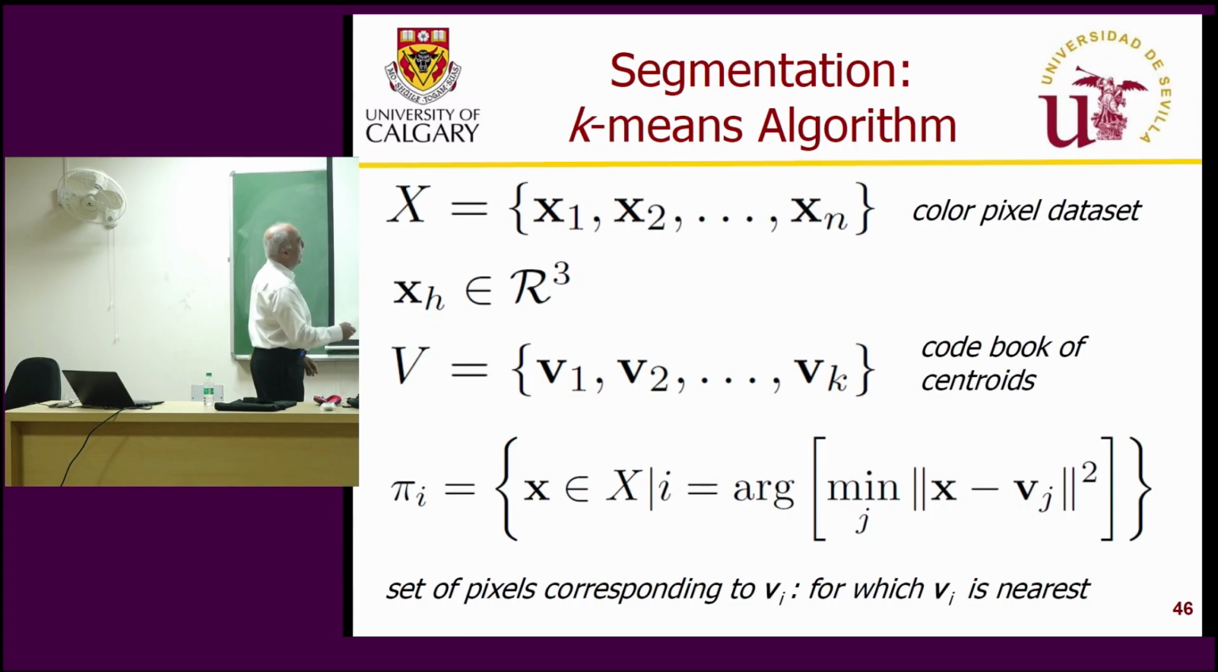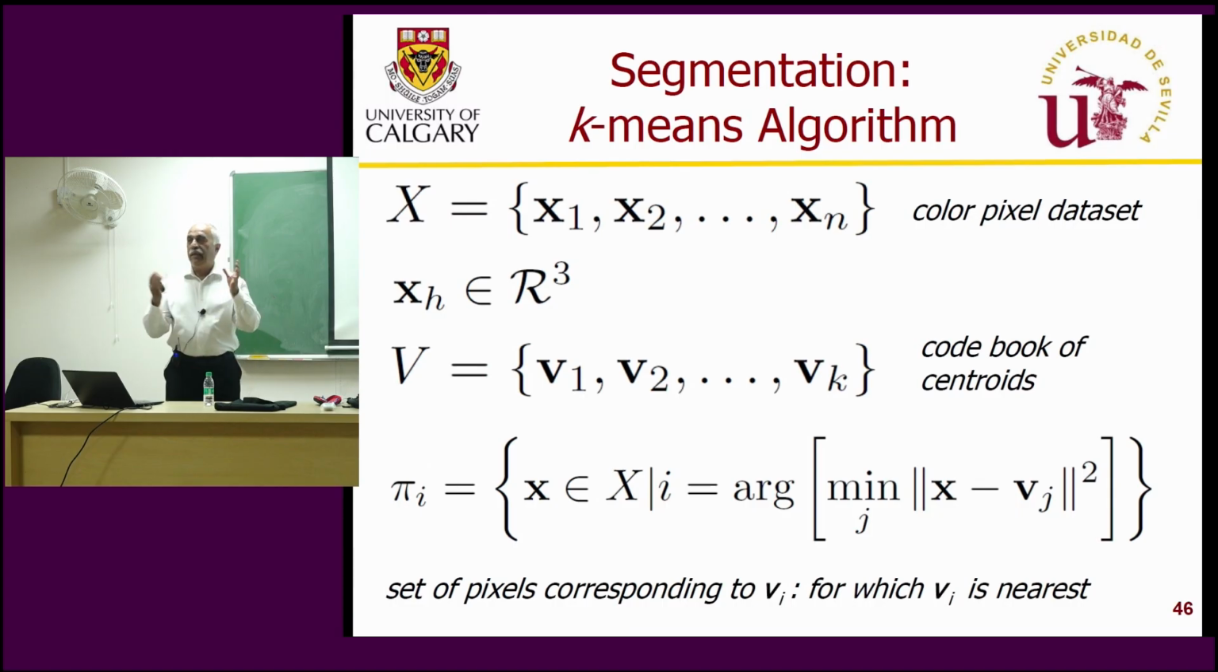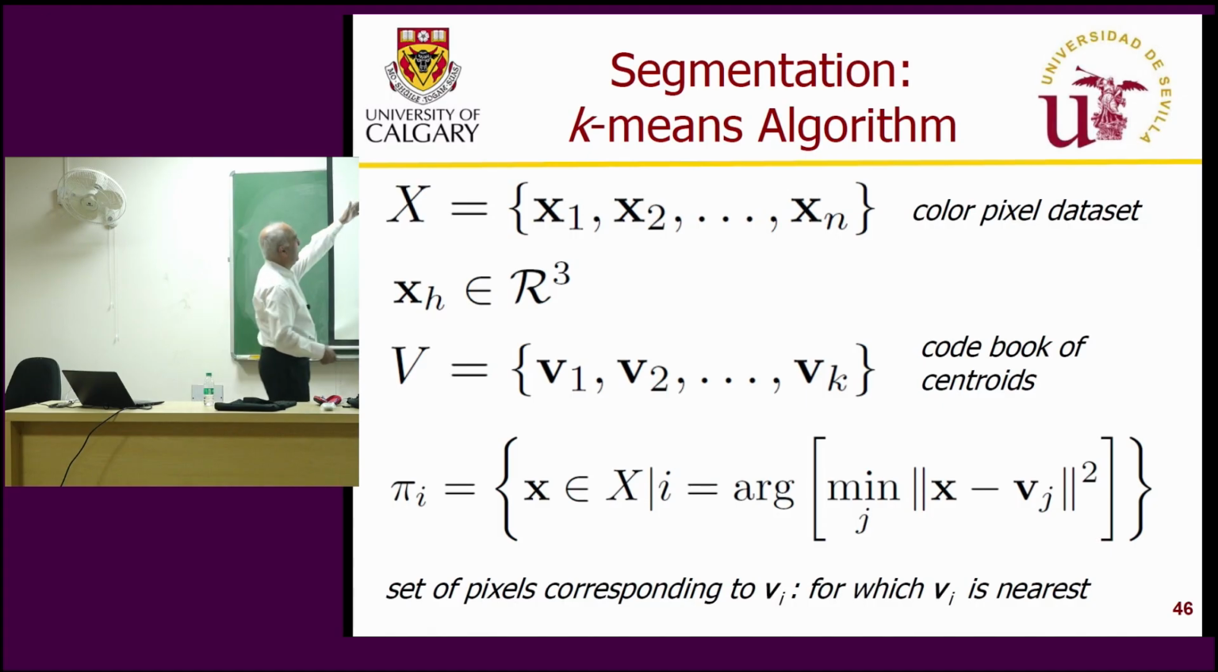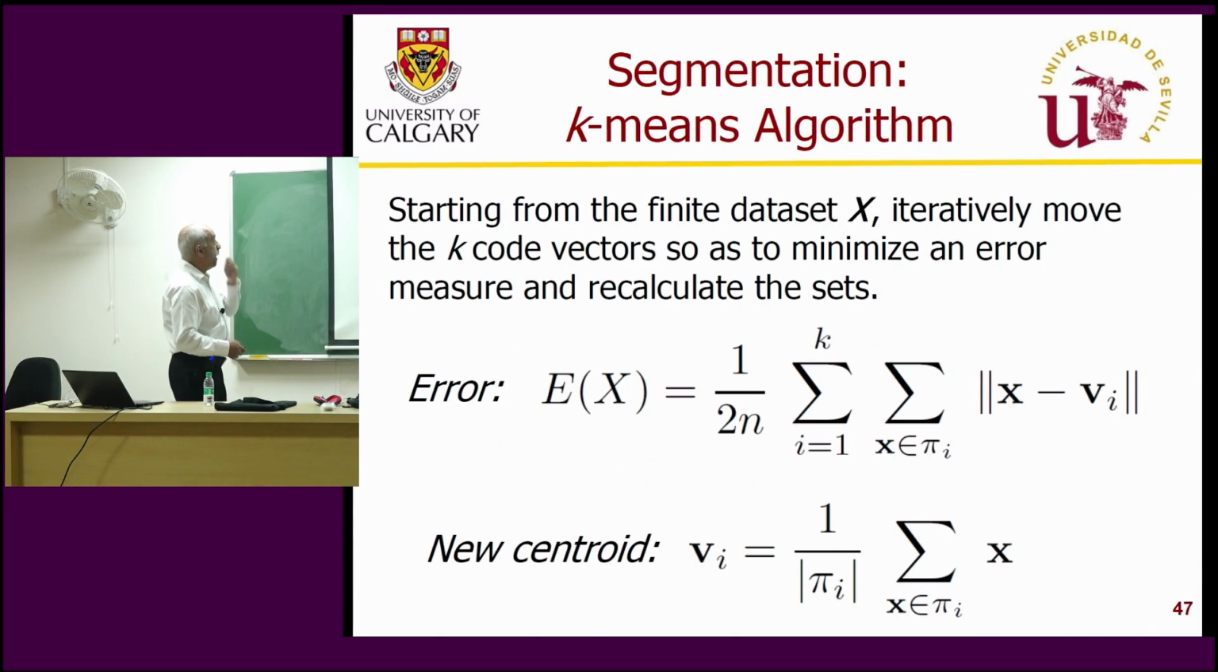V is a code book of centroids for however many regions you want the output to represent. V1 to Vk. And this is a set of pixels corresponding to Vi, x belonging to this capital X, such that the argument of this is given by the minimum of x minus Vj squared. That is, compare each one to each one of these and take the minimum. And that is the class. So starting from a finite data set X, iteratively move the K code vectors so as to minimize an error measure and recalculate the sets.